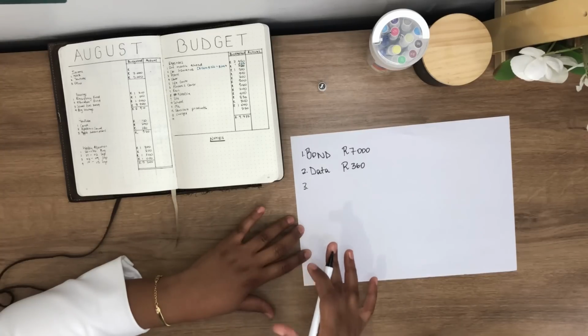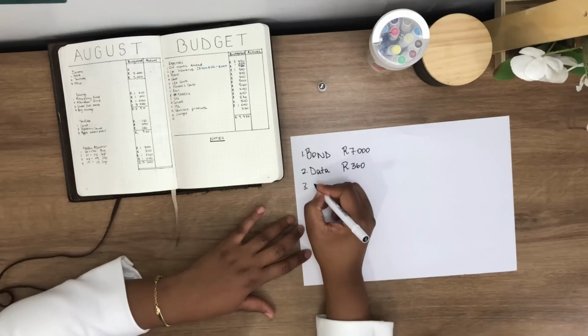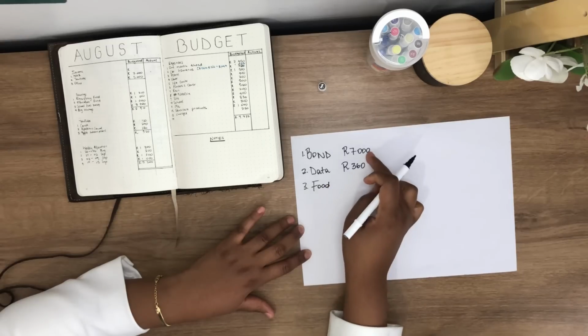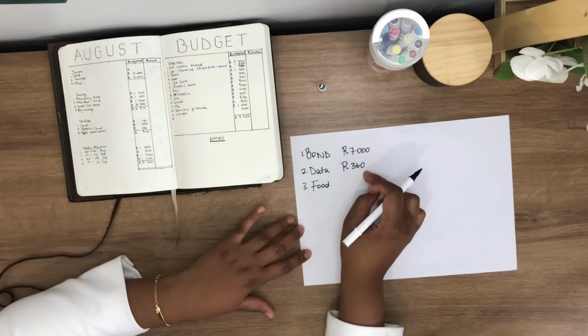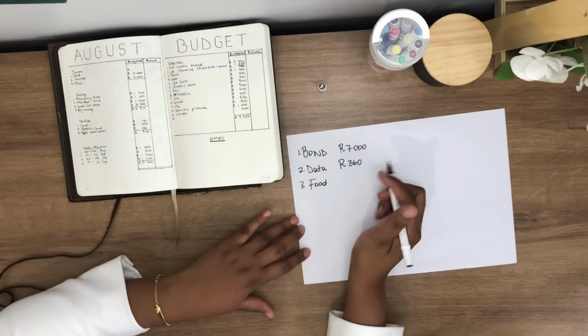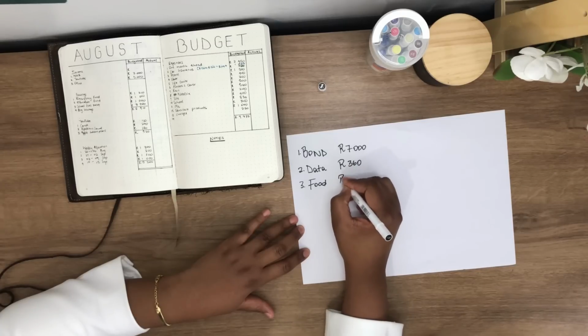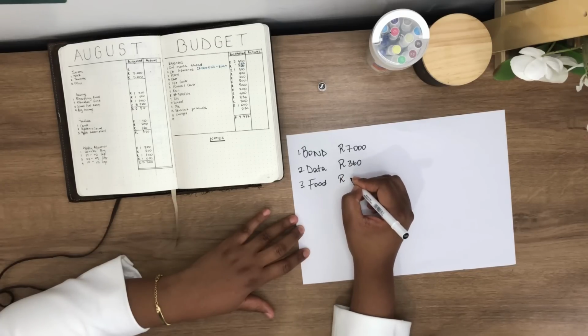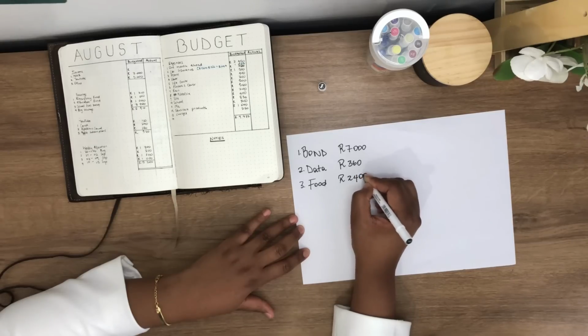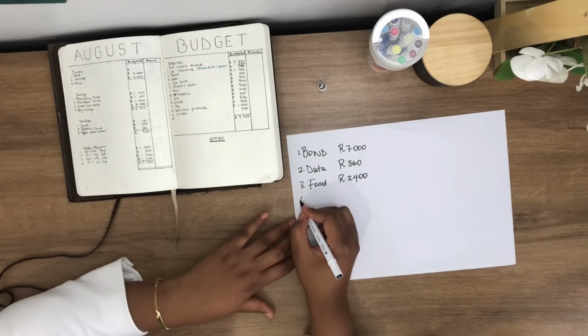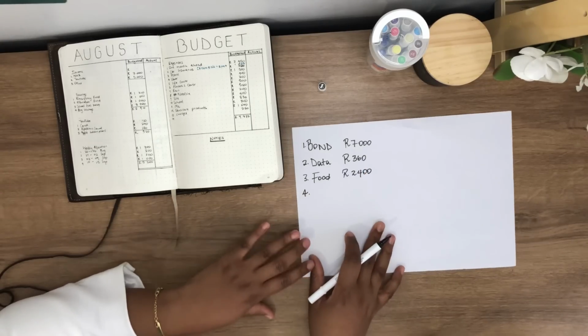After that, let's go into the other things. The other thing would be food. I need food. So the bond tackles shelter, data tackles communication, food tackles my health. And so for my health, I would say that it's around 2,400.